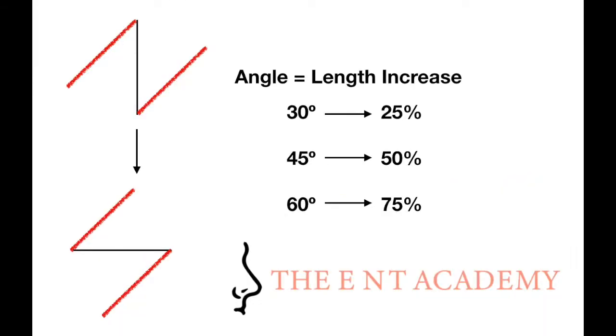This diagram highlights the basic principles for performing a Z-Plasty. The vertical black line represents the original incision or scar. The red lines represent the additional incisions that are made.